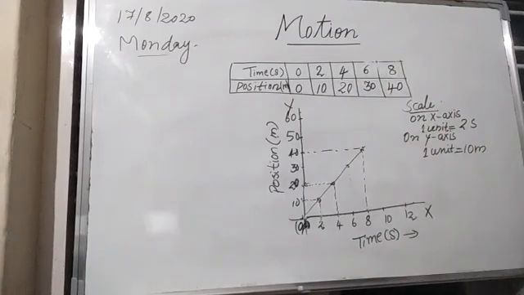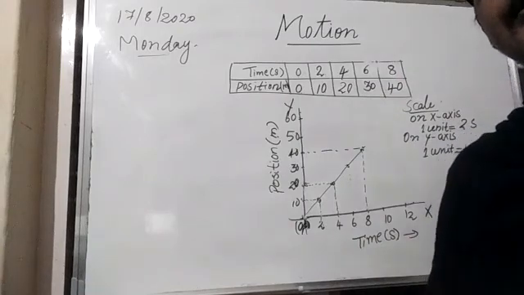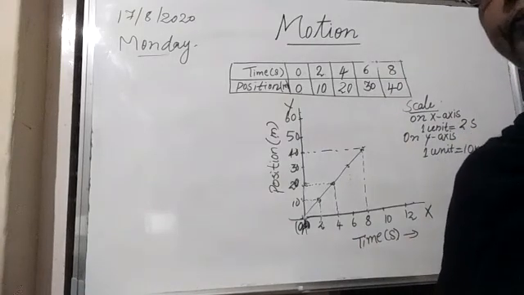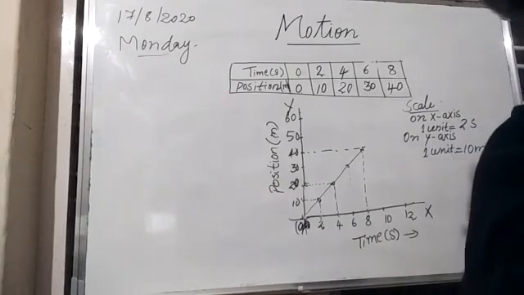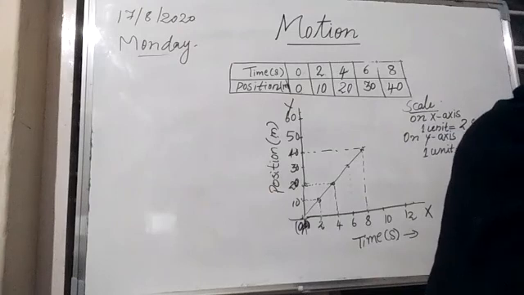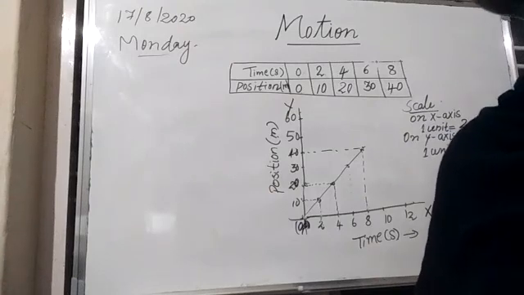This is how to find out the position of the object from the graph. Okay, so I hope all of you understood these 2 points. The next topic, how to change the scale of the graph, I will be explaining in the next class. Till then, bye.